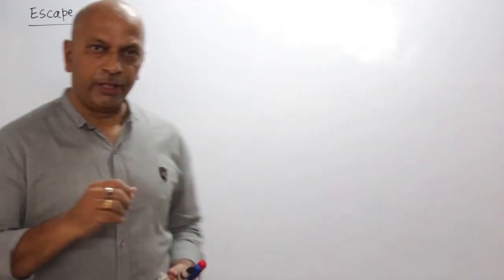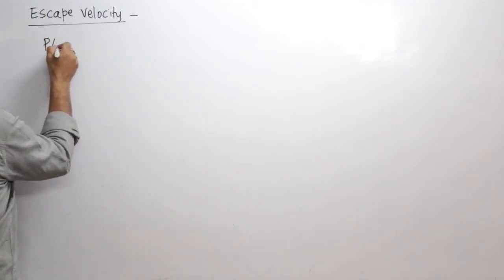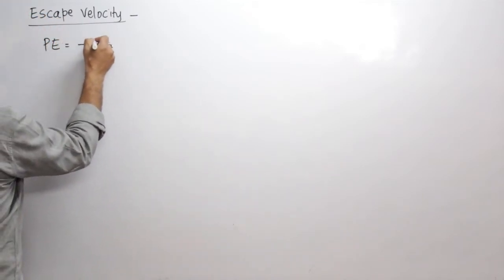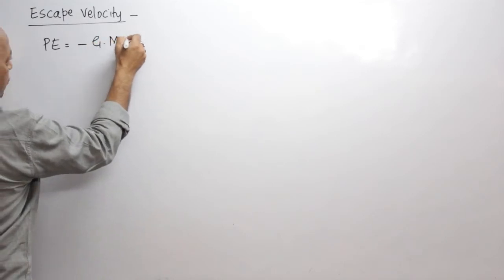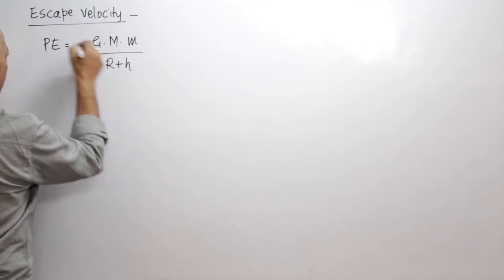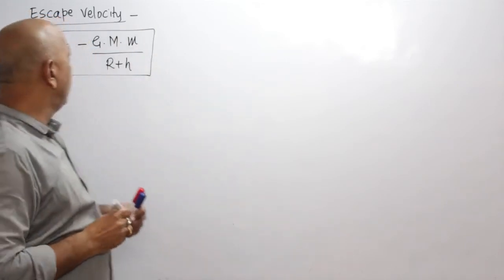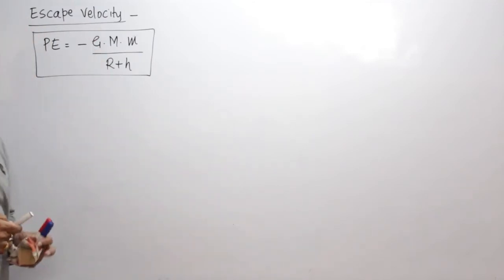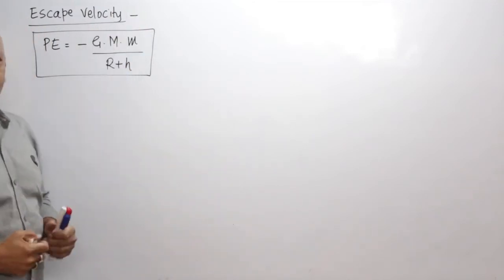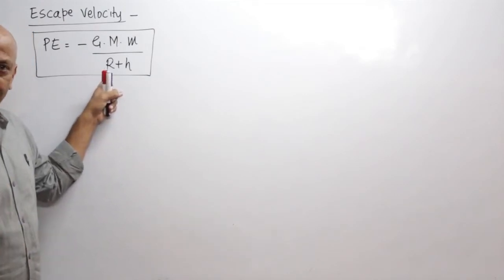In the last session we have seen the potential energy. We have seen that P is given as minus G capital M small m upon R plus H. Today we learn about escape velocity. To calculate the escape velocity, we are going to take the help of the equation of potential energy.